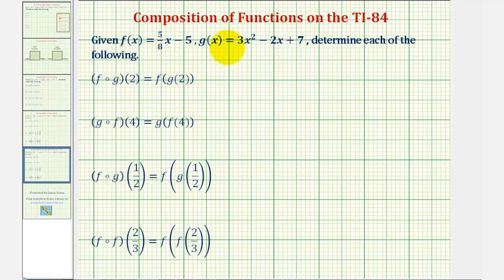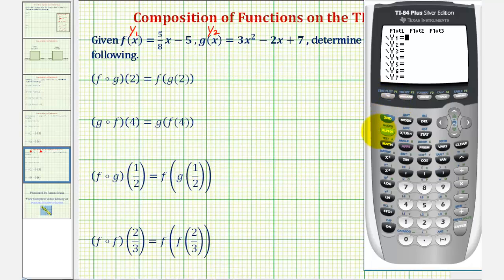We're given f of x and g of x and asked to determine the following composite function values. In this lesson, we'll discuss how we can use the TI-84 graphing calculator to determine these composite function values. We'll begin by entering f of x on the calculator as y sub 1 and g of x as y sub 2. It's important that we know which function is which.